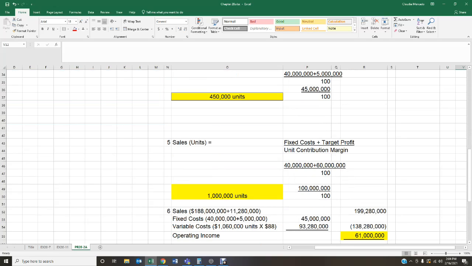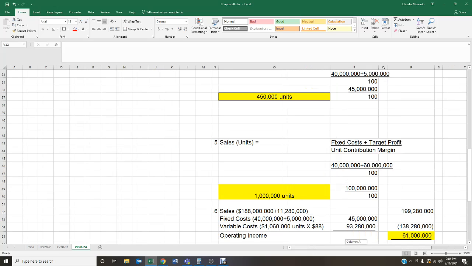And then for requirement 5, we had a target profit of 60 million. How many units do we have to sell to be able to generate $60 million? According to this, we had to sell 1 million units. 1 million units to achieve that $60 million mark.